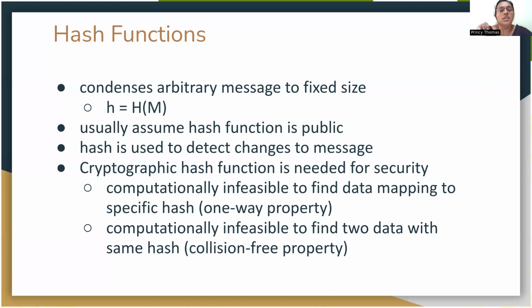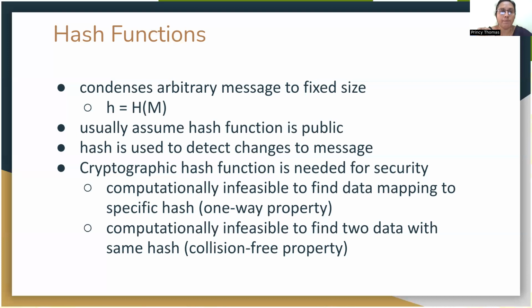Now, for the hash function to be cryptographically secure, there are two properties which it should satisfy. There are other properties also which are desirable for hash functions that we will look at later. But for a cryptographically secure hash function, these two properties are important. It should have a one-way property and it should be collision-free.